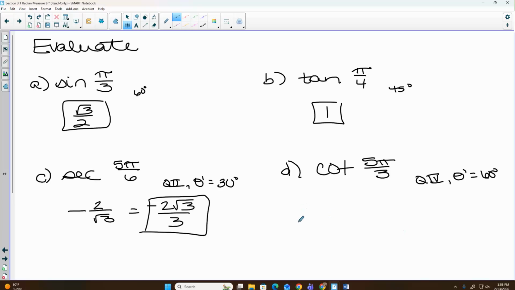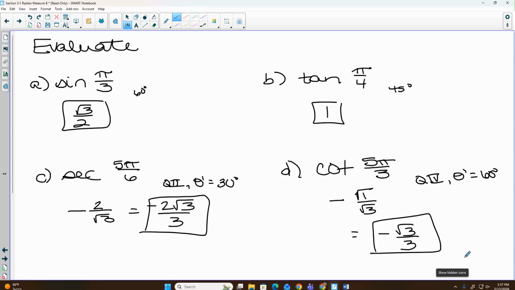Okay, in quadrant 4, cosine is positive, so cotangent would be negative, okay? So then, if I think about tangent of 60, would be radical 3 over radical 1, so cotangent would flip it, which turns into, so the exact same calculation we had in the past. It's just the problem is given to you in a different measure to start with. Any questions?